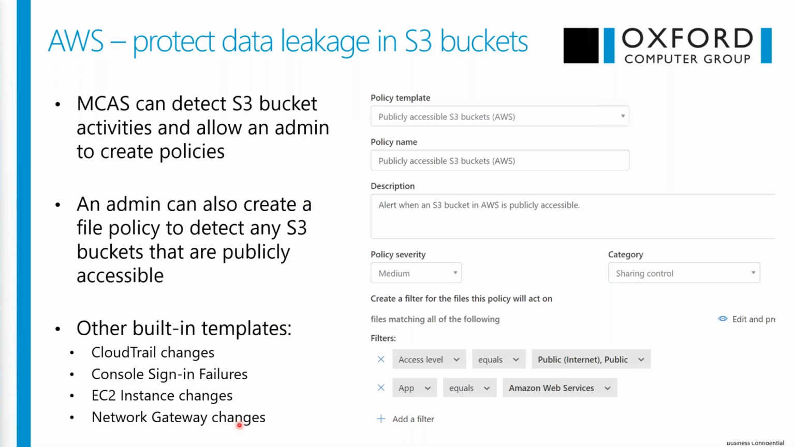So some of the built-in templates, as you notice here, are CloudTrail changes, console sign-in failures, EC2 instance changes, and network gateway changes.